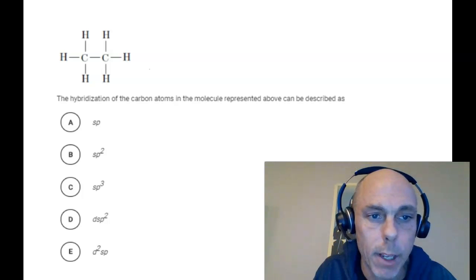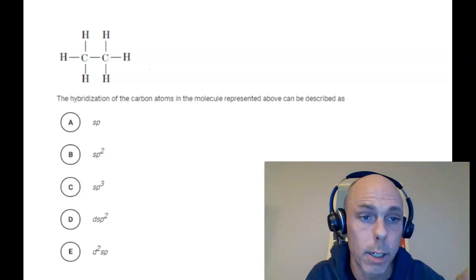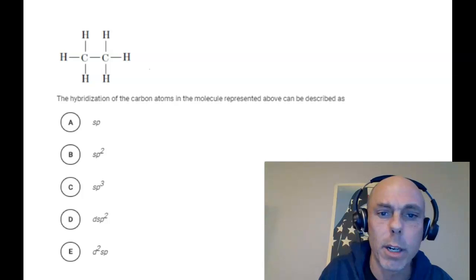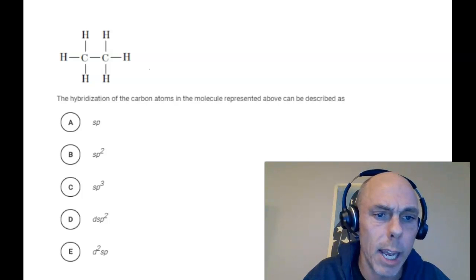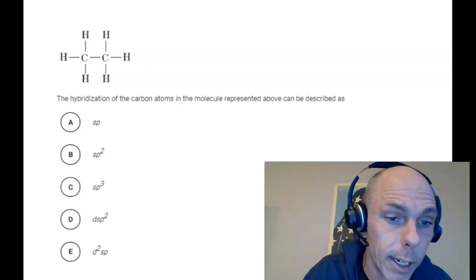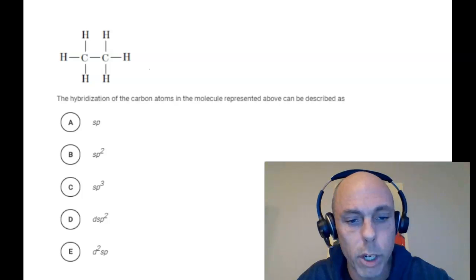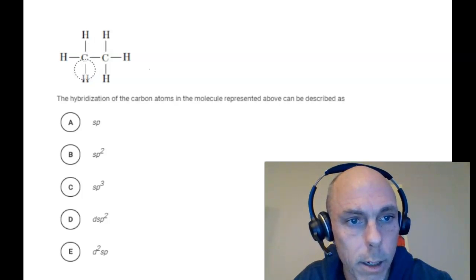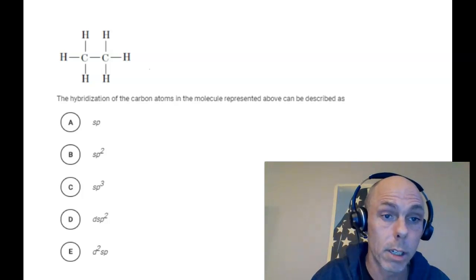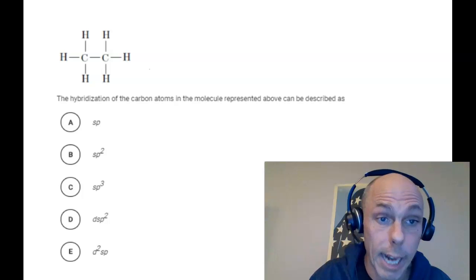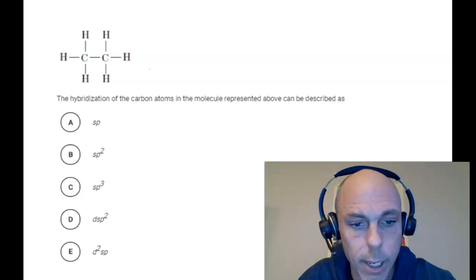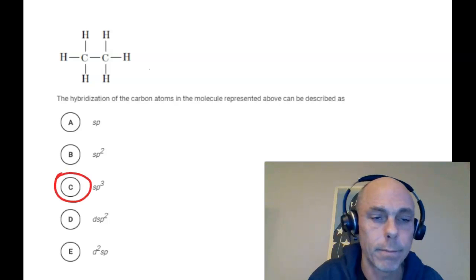All right, first question. The hybridization of the carbon atoms. It's a symmetrical molecule, so both carbon atoms are essentially the same. In the molecule represented above, can be described as sp, sp2, sp3, and these other ones we've never heard of, so just imagine that D and E aren't right because we've never heard of them. All right, well, each carbon atom has four electron groups surrounding it. Four single bonds, four sigma bonds. Four electron groups surrounding an atom, which, by the way, is tetrahedral electron geometry. Four electron groups: sp3 hybridized.